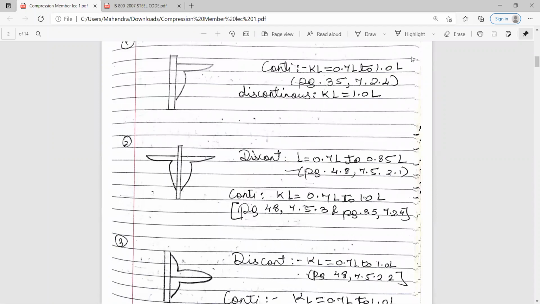See, this member, this one is your angle section and this one is your gusset plate. So it is of the type continuous member. So in this the value of KL will be 0.7L to 1L. Now where does this come from?